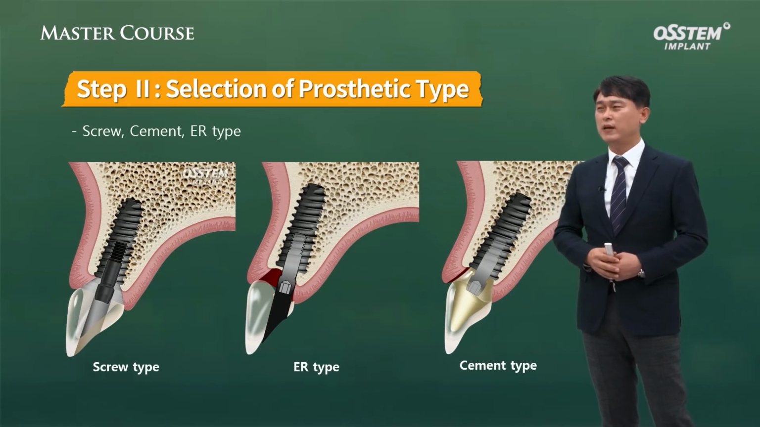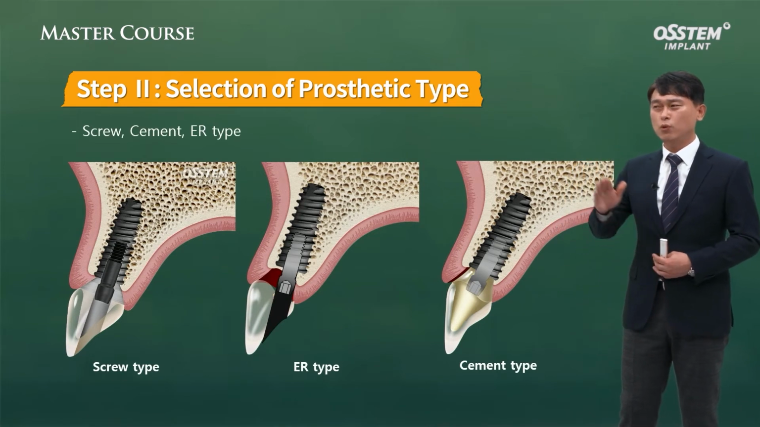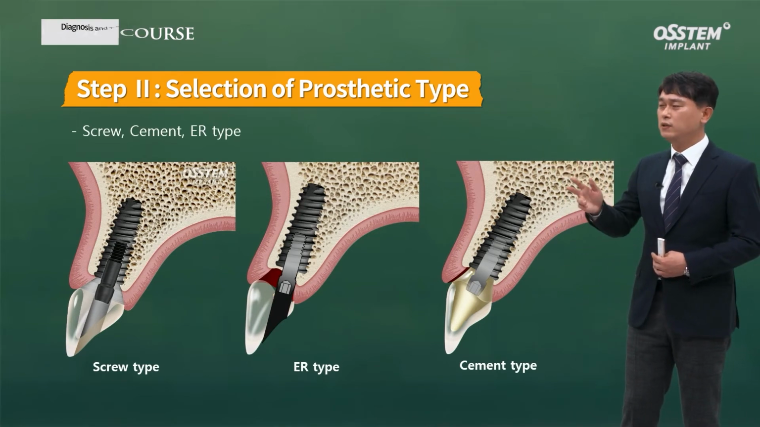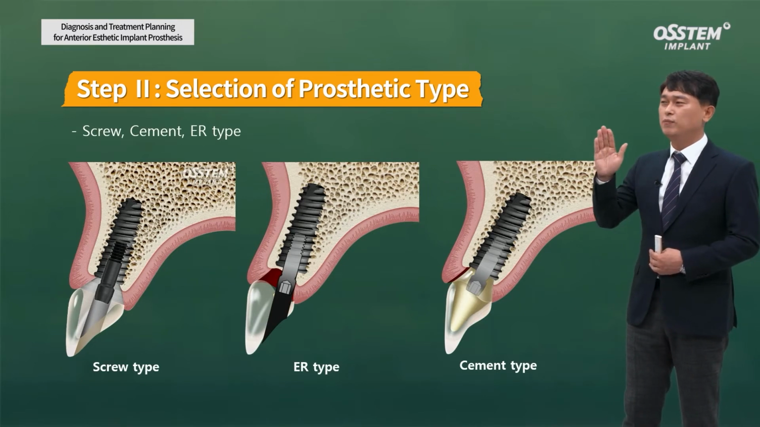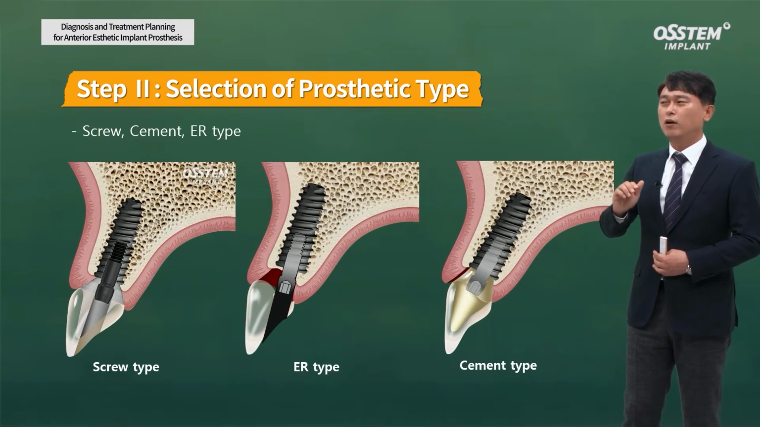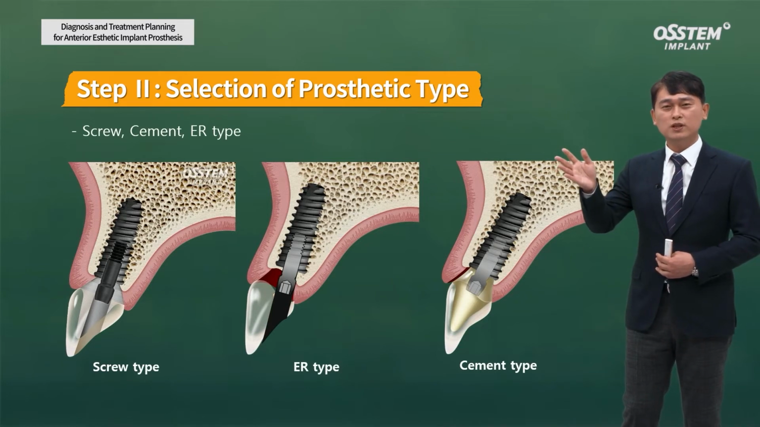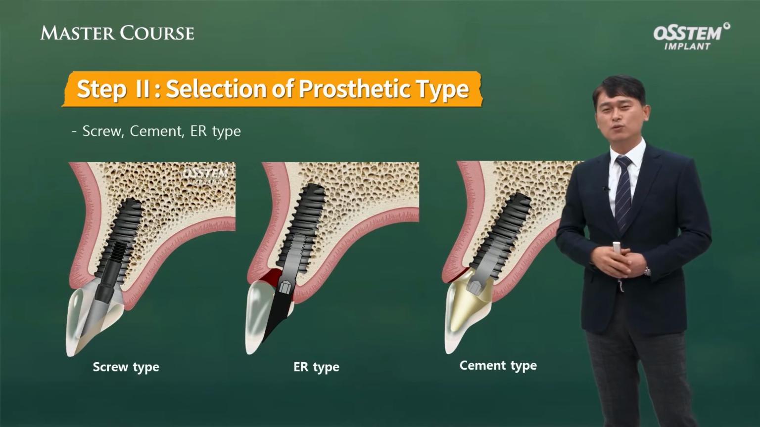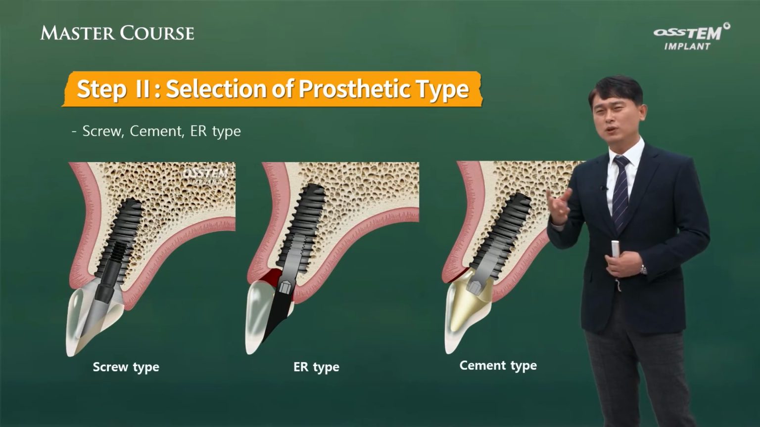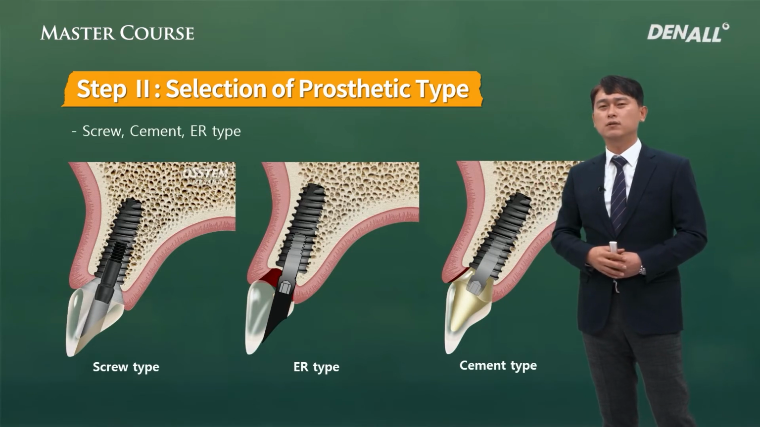In most cases, we cannot do that, and as shown on the far right, people use cement type in those cases. Aesthetically, this is not an issue, but if there is excess cement within the gingival sulcus, this can lead to inflammation and other major complications. Screw hole needs to be made towards the lingual side.